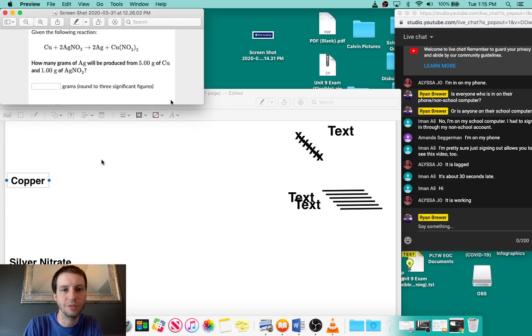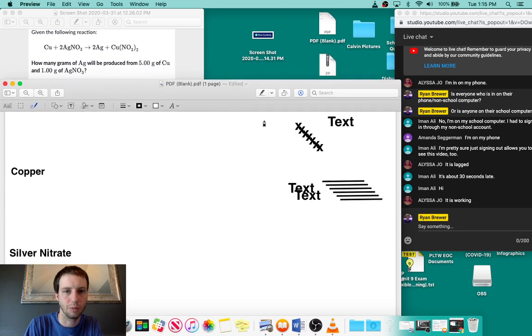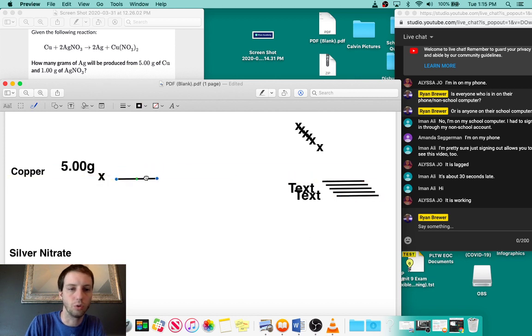So I've got 5 grams of copper. So let's start with 5 grams of copper. I'm just working with a blank PDF. Here's my 5 grams, 5.00 grams of copper. I need to first convert that to moles. So here I'm dragging in my little stoichiometry problem.